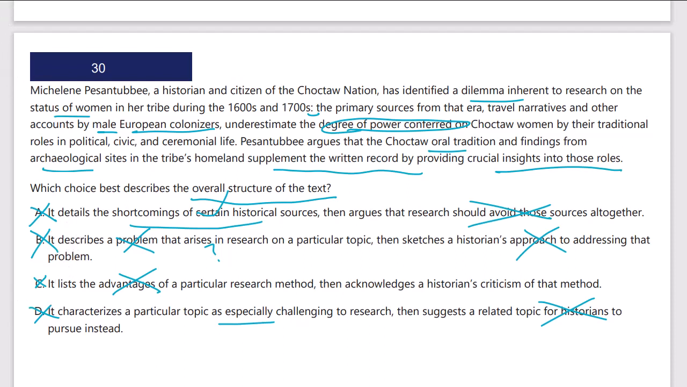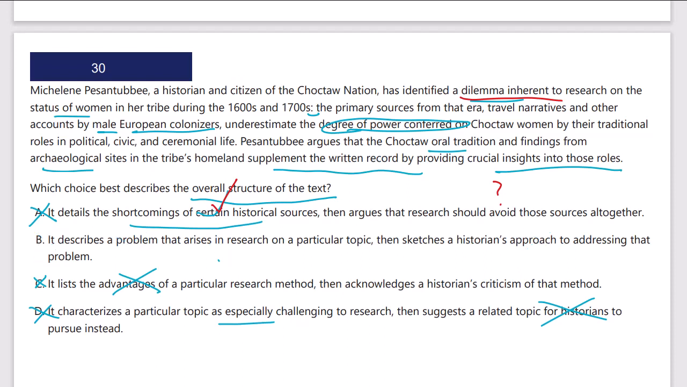So it details the shortcomings of certain historical sources. This part I really liked, okay? Then argues that research should avoid those sources. Did I miss that? Did it maybe actually make that argument? So the primary sources, blah, blah, blah, underestimate the degree of power. Rolls Posentubi argues the Choctaw oral tradition findings from archaeological sites supplement the written record by providing crucial insights. So then argues research should avoid those sources altogether. Identified a dilemma inherent to research on the status of women. I don't really see that it does that. Does it argue that research should avoid those sources altogether? I still don't think that's right.